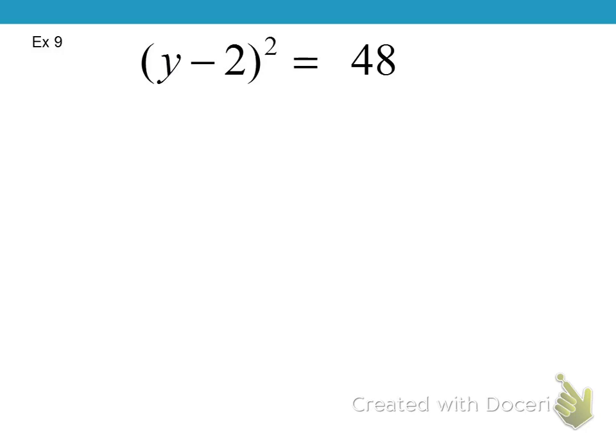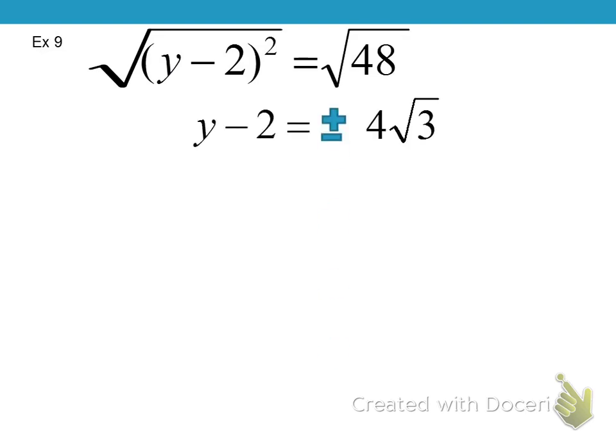Yep, we are going to start this one by taking the square root of both sides. Now I'm going to skip the tree. You guys should be good enough at trees by now that you don't need my help. But if you do a tree, you end up with plus or minus 4 square root 3.